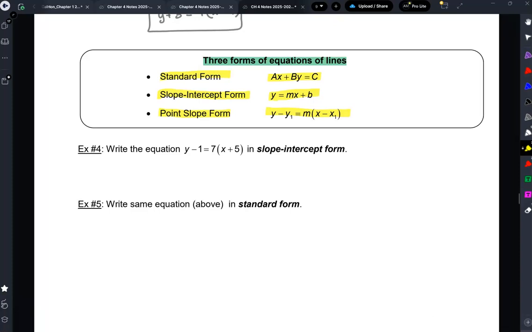So here, let's take a look at this one. Which of these 2 forms is that one given in? Point slope. It's point slope. y minus 1 equals 7 times x plus 5. It says to write it in slope intercept form, which is y equals mx plus b. So I have to solve that one for y. Okay, so first I distribute the 7.